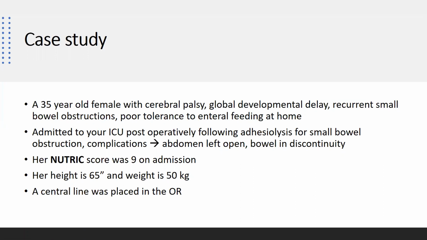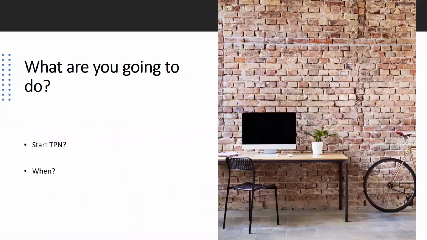It's a 35-year-old who has cerebral palsy, global developmental delay, and she's got recurrent bowel obstructions and poor tolerance to enteral feeding at home, but was continued on enteral feeding. So she's admitted to your ICU postoperatively. She had extensive adhesiolysis. There were a lot of complications. The abdomen ends up being left open and the bowel is in discontinuity. Her NUTRIC score was 9 on admission. She's 65 inches, 50 kilos, and she came to the ICU with a central line that was placed in the OR. What are you going to do?